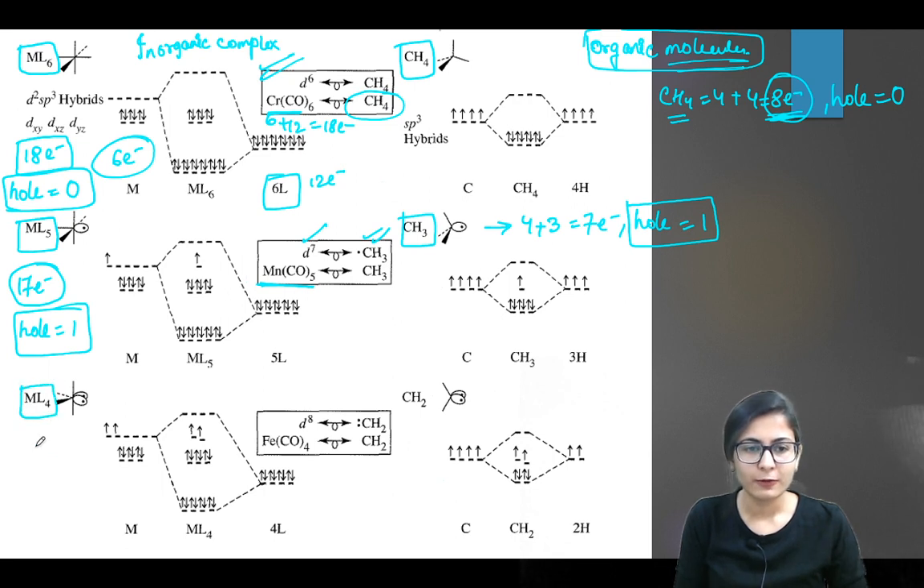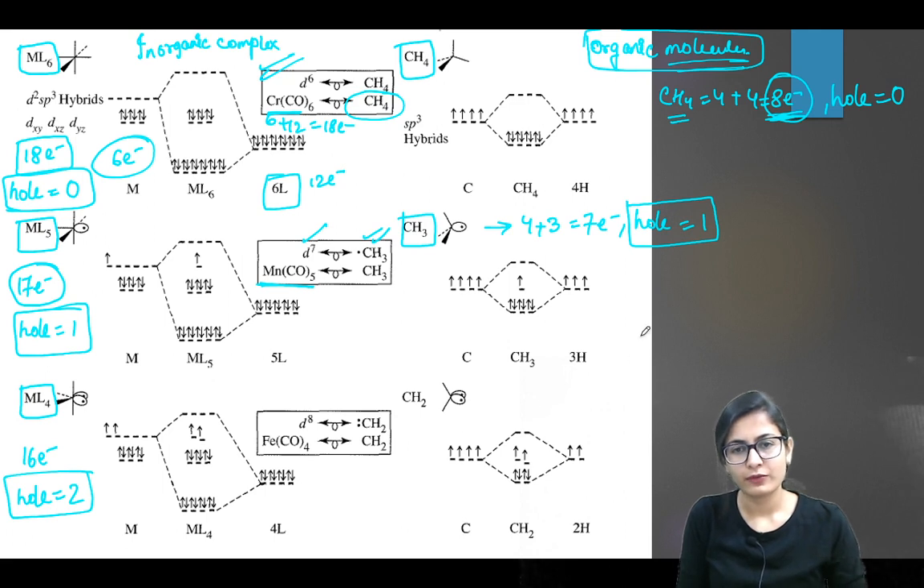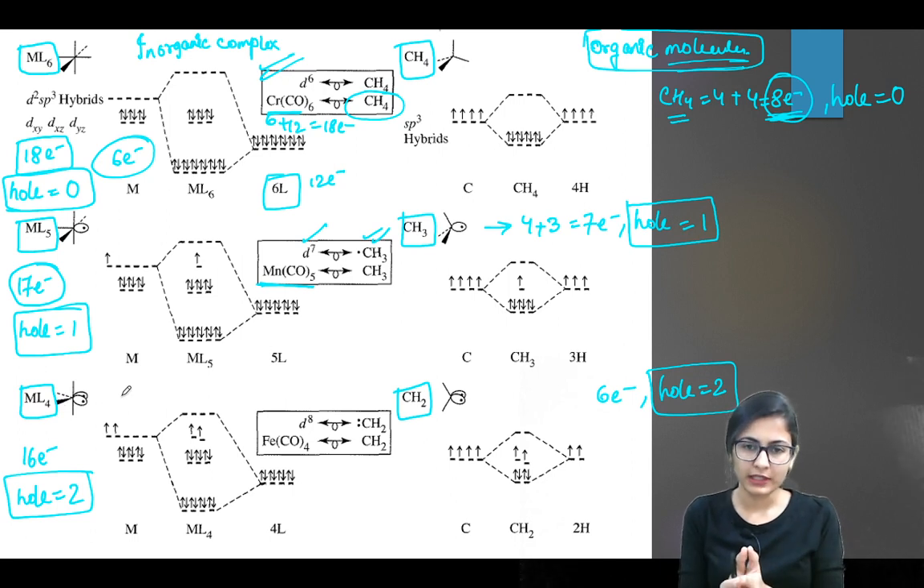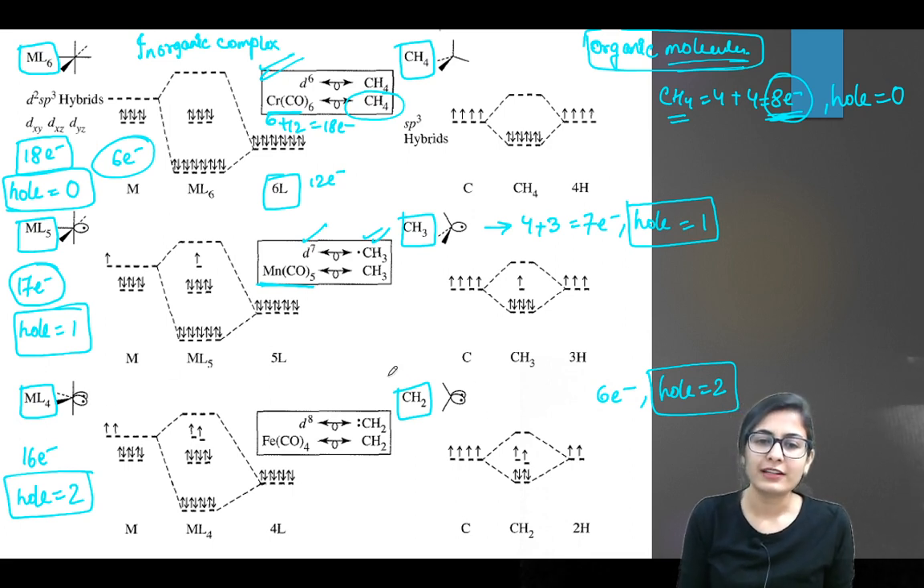Now ML4 is 2 electrons short, so it has to be a 16 electron system, and the number of holes is equal to 2. Similarly, we move onwards to one more electron short. We had CH3, and one more electron short gives you 6 electrons, and that has to be our CH2 fragment. Once again the number of holes is equal to 2, and both of these are isolobal.